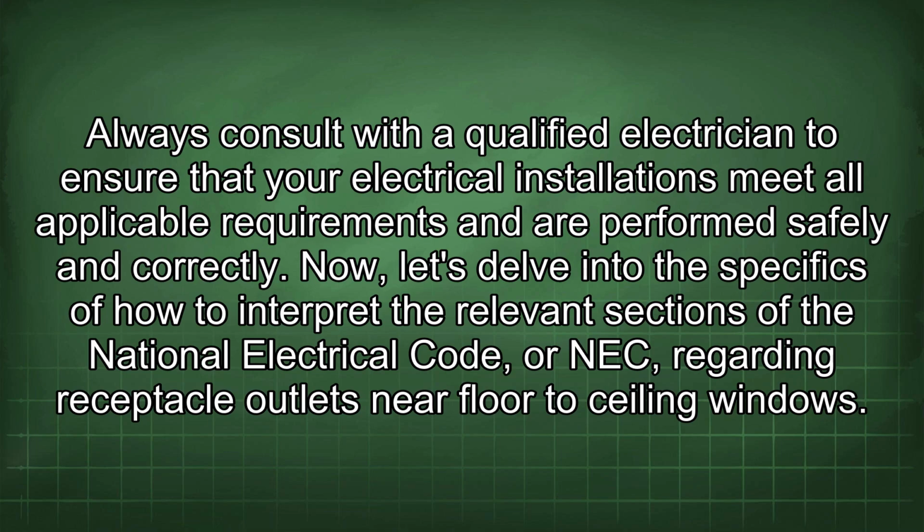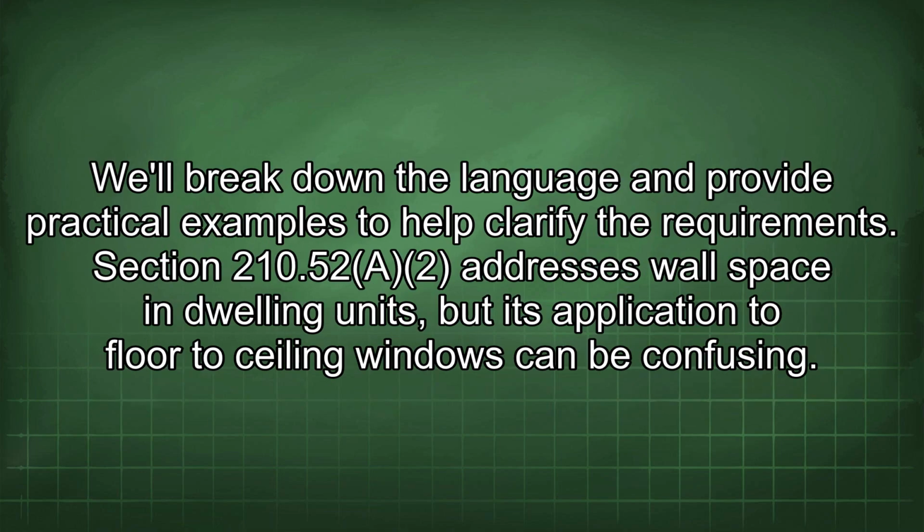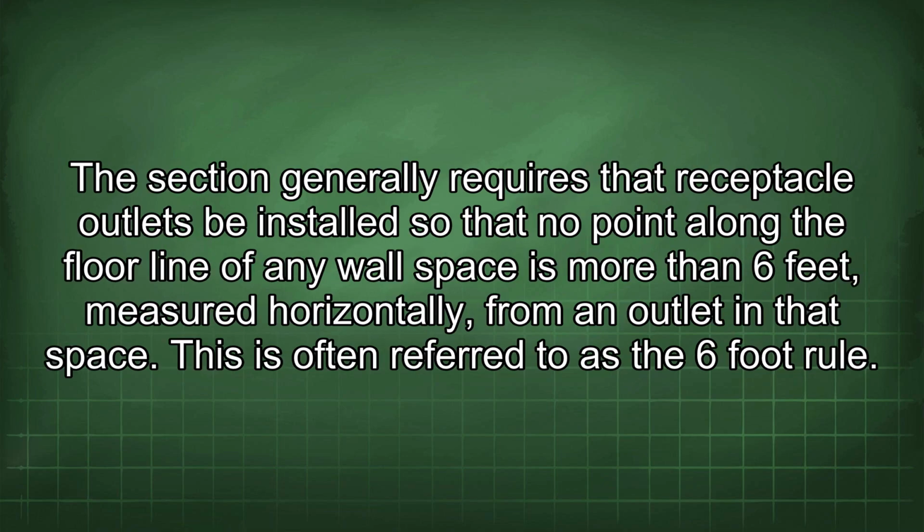Now, let's delve into the specifics of how to interpret the relevant sections of the National Electrical Code, or NEC, regarding receptacle outlets near floor-to-ceiling windows. We'll break down the language and provide practical examples to help clarify the requirements. Section 210.52(A)(2) addresses wall space in dwelling units, but its application to floor-to-ceiling windows can be confusing. The section generally requires that receptacle outlets be installed so that no point along the floor line of any wall space is more than 6 feet measured horizontally from an outlet in that space. This is often referred to as the 6-foot rule.